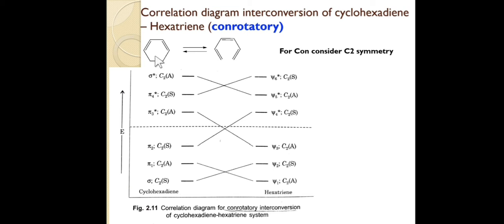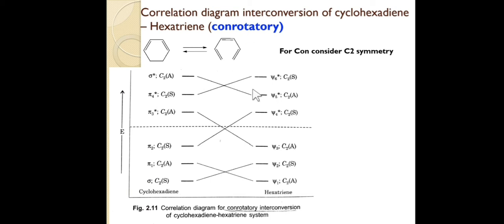Okay, this is the sigma bond. So sigma and sigma star, and we have two pi bonds. Therefore, pi 1, pi 2, pi 3, and pi 4. This is how we are constructing the molecular orbitals of the cyclohexadiene.